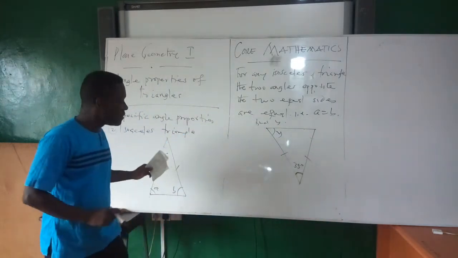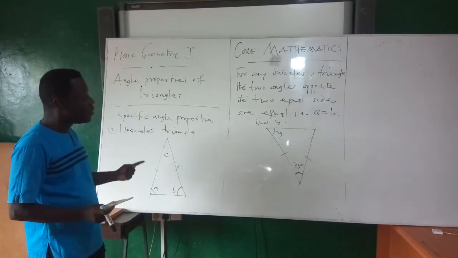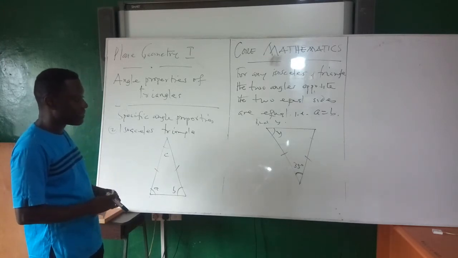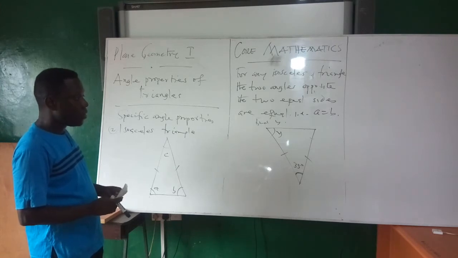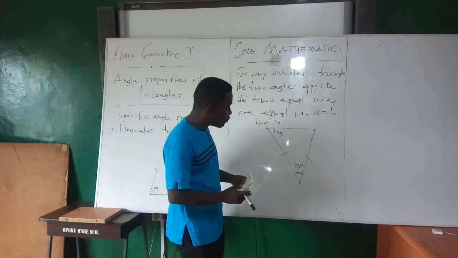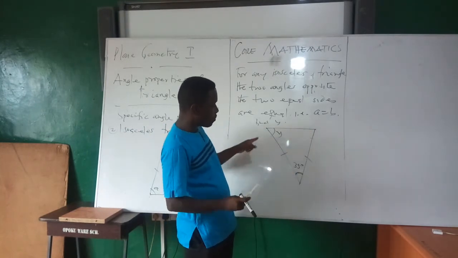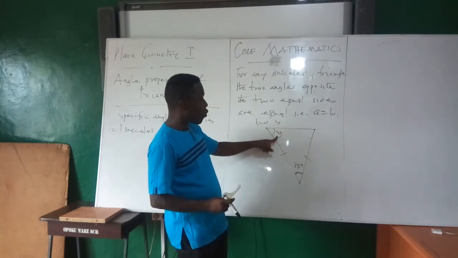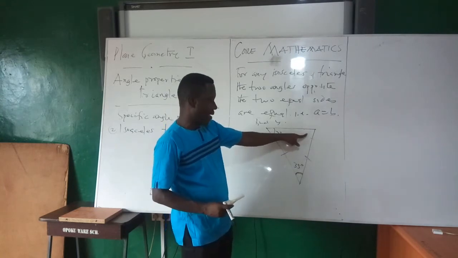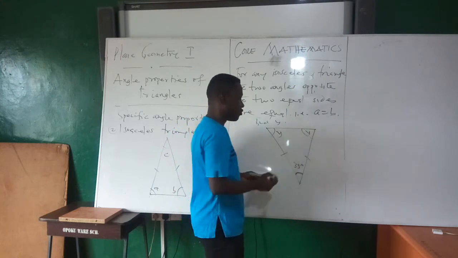Now, the property tells me that the two angles opposite the two equal sides are equal. So from this triangle, this angle is opposite this side and this angle is opposite this side. So it means that this angle and this angle must be equal. So if this angle is y, this angle will also be y.